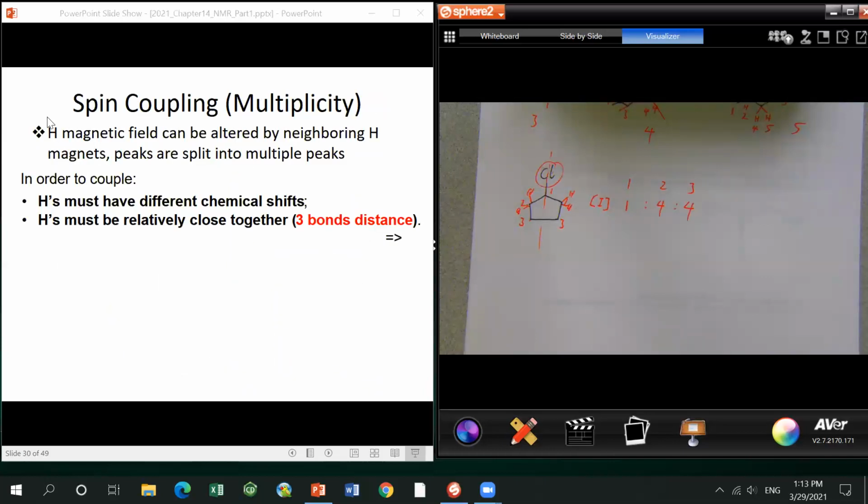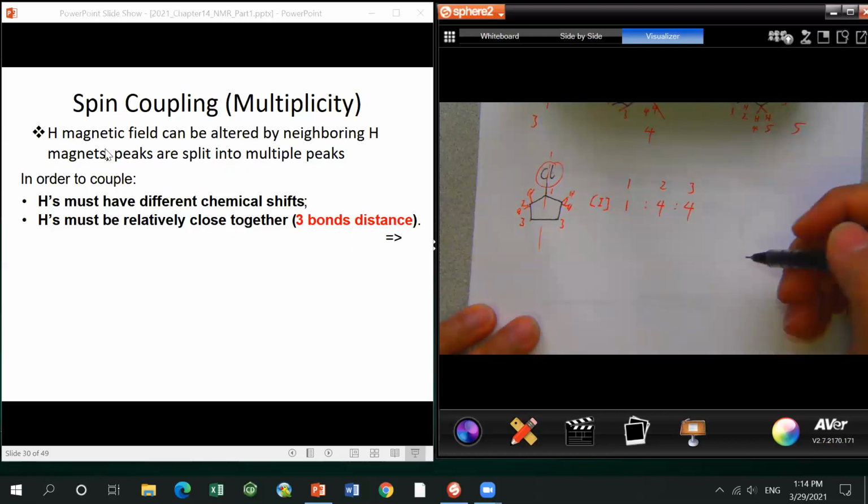The hydrogen itself can generate a very small micromagnetic field, and this micromagnetic field can influence the neighboring hydrogen. So let's show what happens.